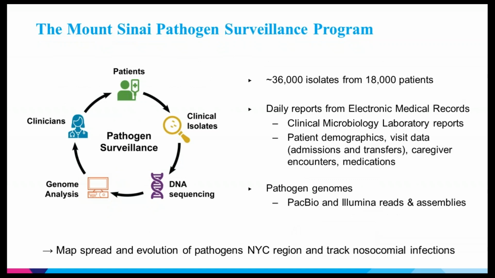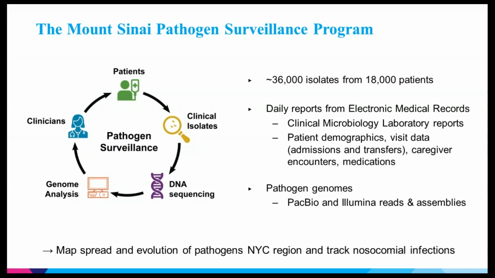Now, to start to tackle these problems, we established the Mount Sinai Pathogen Surveillance Program in 2014. The goal here was to see if we could bring whole-genome sequencing closer to the clinical lab and make it part of infection prevention efforts in the hospital.